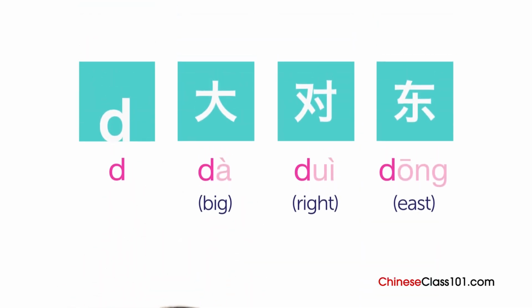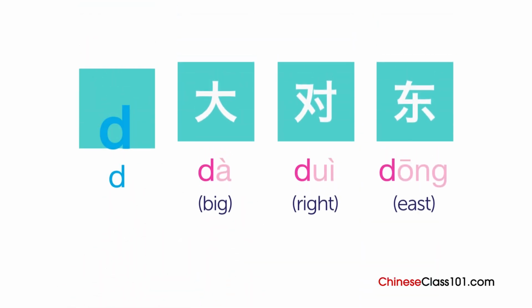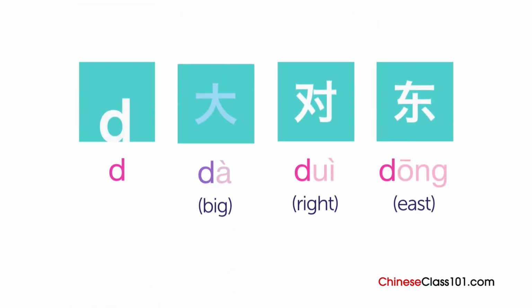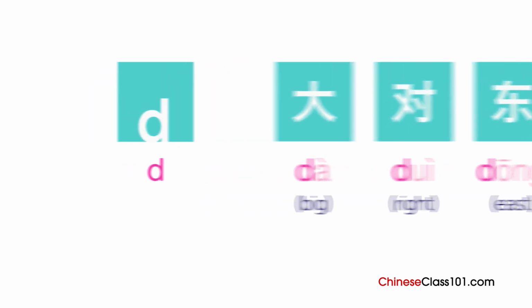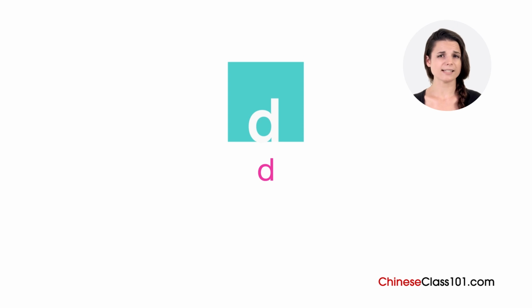The next consonant is d. 大，对，东. This isn't a hard D sound. This is the unaspirated version of the T sound as it occurs in the word stand.